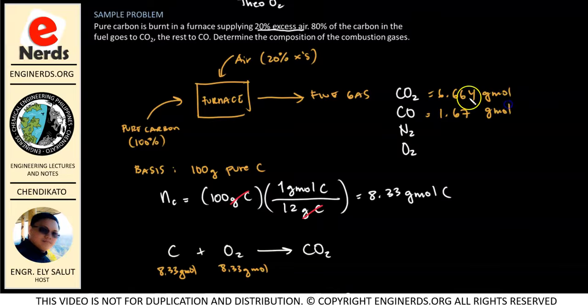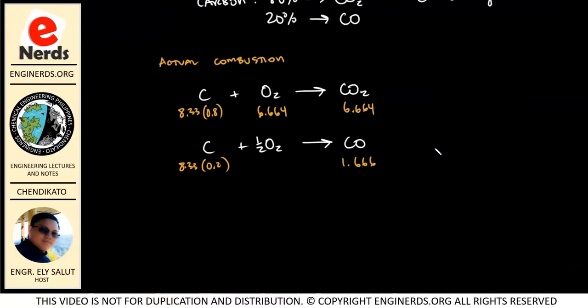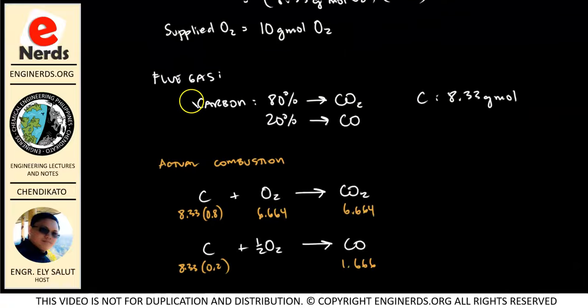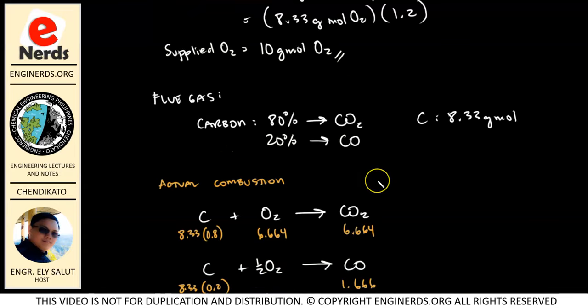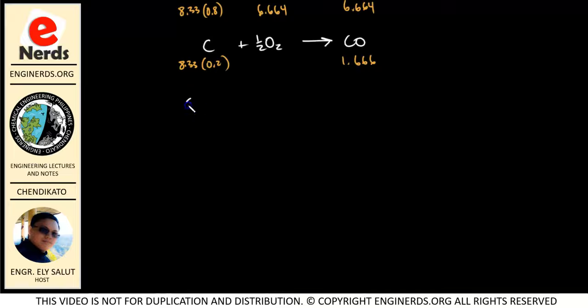Okay? So, kailangan nating makuha gaano karaming N2 and gaano karaming O2 yung naandito sa ating flue gas, no? So, since meron na tayong value ng supplied O2, okay? Dahil nakuha na natin yung excess na O2, so, makukuha natin yung actual air na sinupply natin, di ba? So, sulat natin itong supplied O2. Sulat ko sa baba, which is 10 gram mole. So, supplied O2 is equal to 10 gram mole ng O2. So, paano natin makukuha yung supplied air?